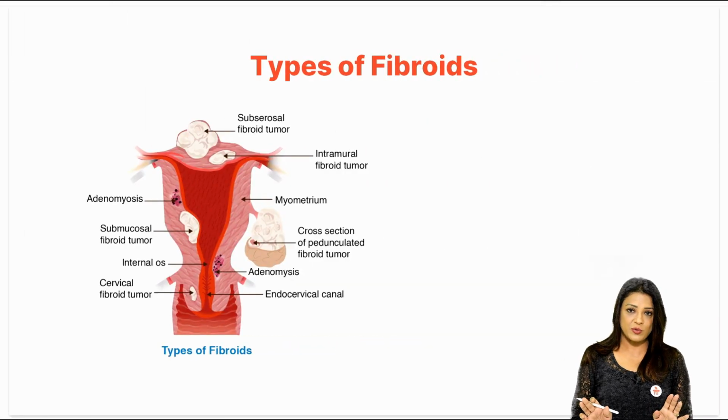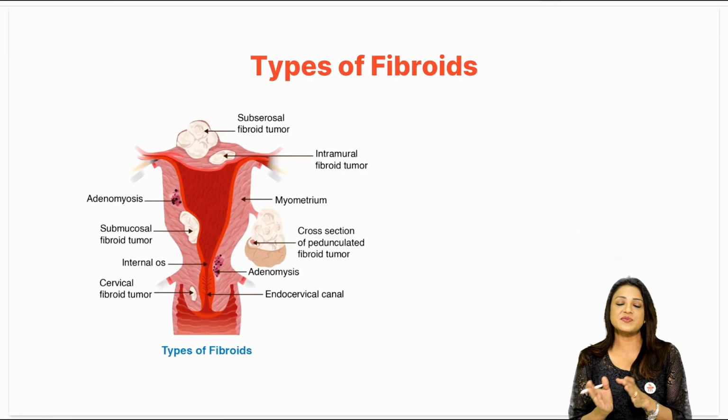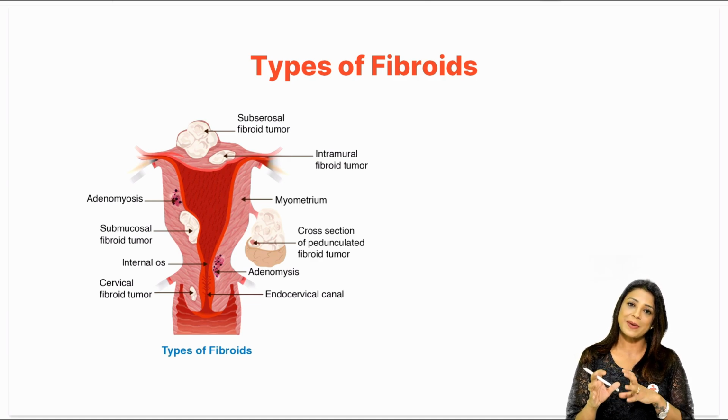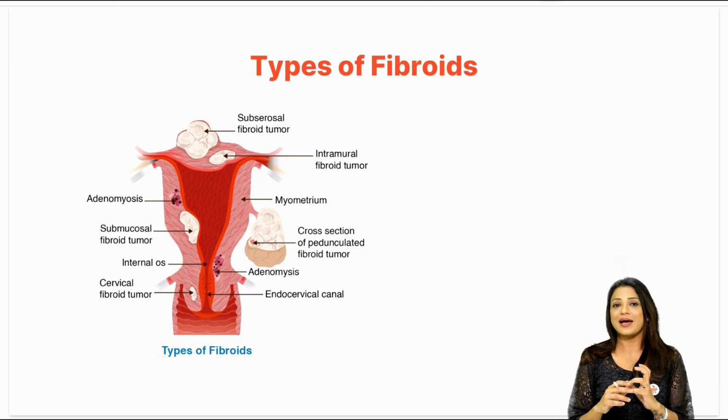Coming to the types of fibroids. Now we have already discussed the types: the subserous, the submucous, the intramural. But there is a FIGO classification being given. The FIGO classification is very commonly asked in your questions. Remember children, they don't ask you direct questions, but sometimes they might inculcate this particular question.